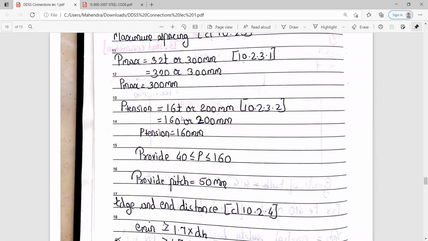So again thickness यहाँ पे लिया है हमने 10. So 160 और 200 mm. अभी दोनों में से स्मॉलर वैल्यू है हमारे पास 160. अभी पीच हमें प्रोवाइड करना है.